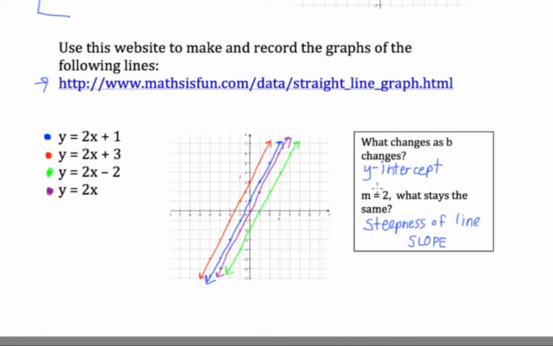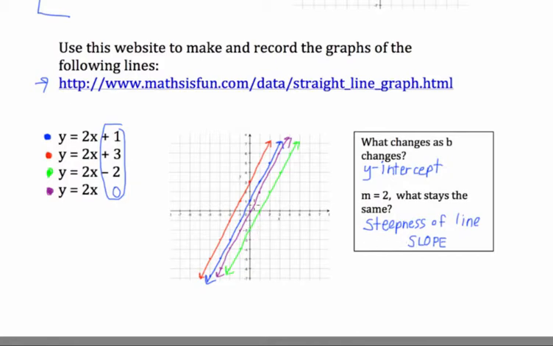So what changes as the b number changes? What does that b number control? It controls the y-intercept. The red line has a y-intercept of 3. The blue line has a y-intercept of 1. The purple line has a y-intercept of 0. The green line has a y-intercept of -2.